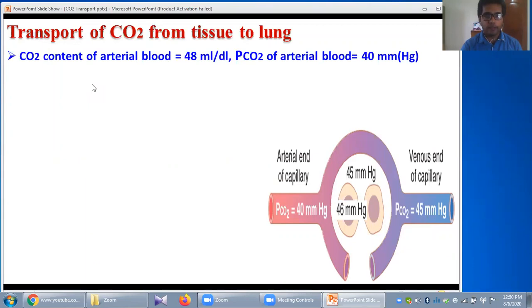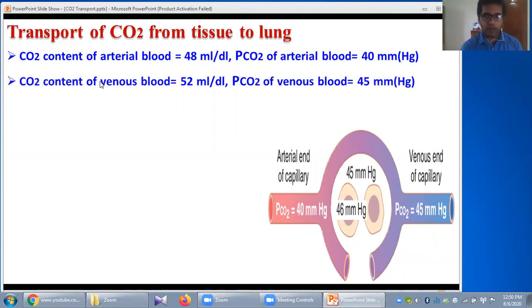All of you know that arterial blood is poor in carbon dioxide concentration. So here you can see that 100 ml arterial blood contains 48 ml of carbon dioxide. So the partial pressure of carbon dioxide of arterial blood is less and it is equal to 40 millimeter of mercury. While the venous blood is rich in carbon dioxide and 100 ml venous blood will contain 52 ml of carbon dioxide. So the partial pressure of carbon dioxide of venous blood is equal to 45 millimeter of mercury.